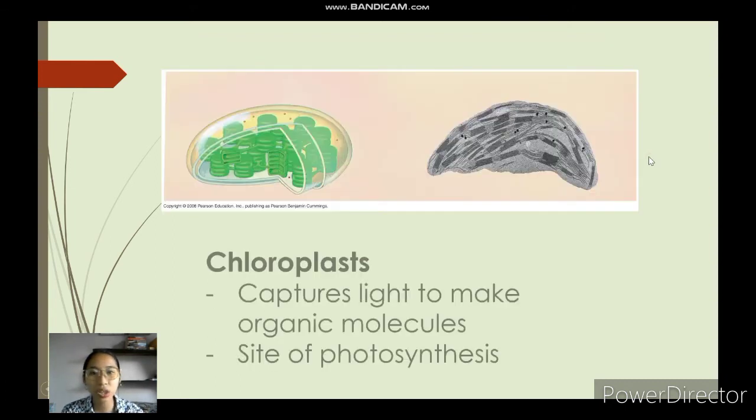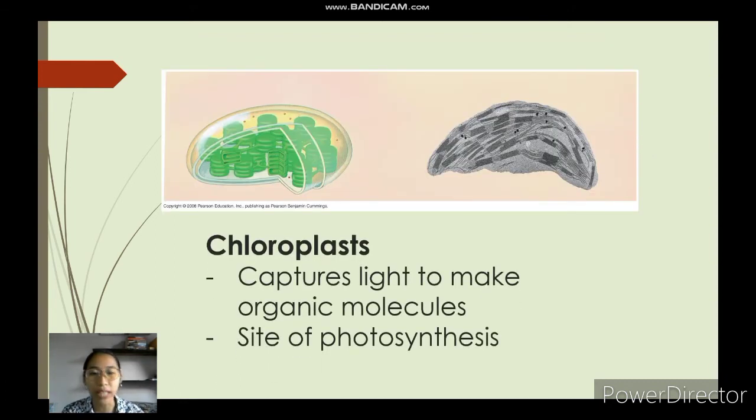Next is the chloroplast. Chloroplast captures light to make organic molecules. It is also the site of photosynthesis. If you use a microscope, you can easily recognize it as a chloroplast because it is green. It produces food for the plants.